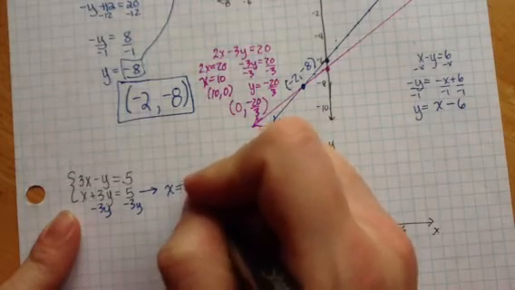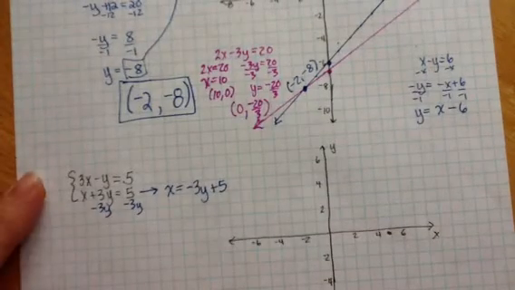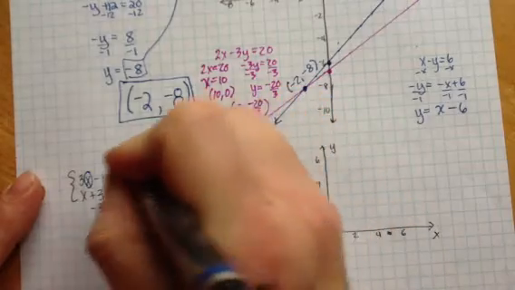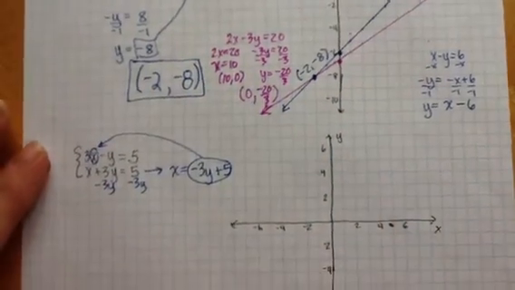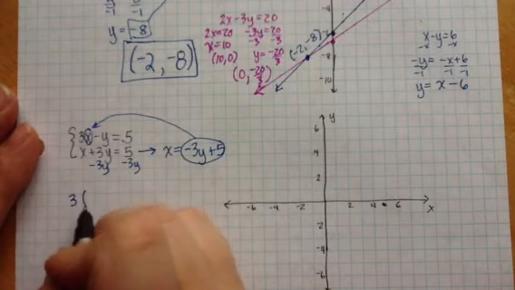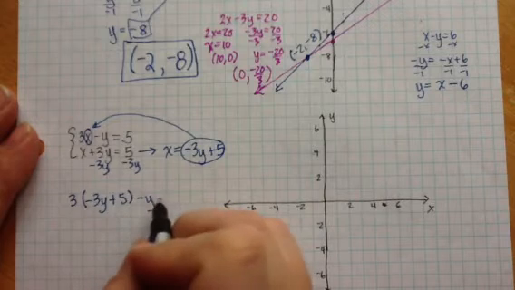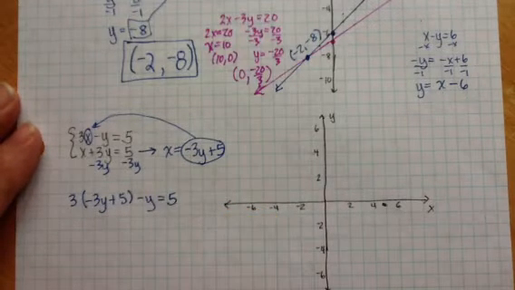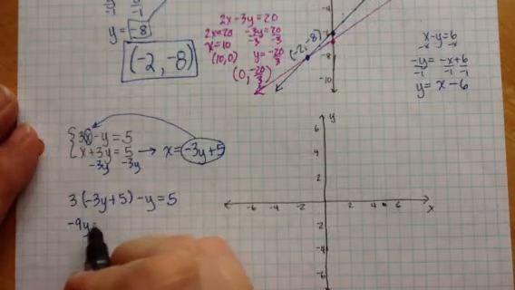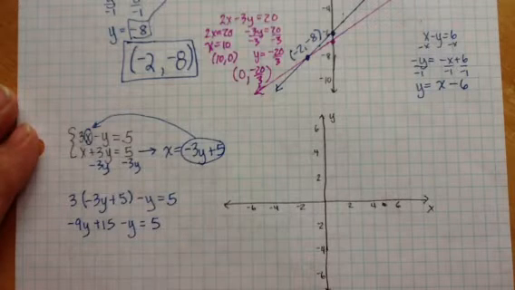X equals -3y plus 5, which I can replace this x for right here, -3y plus 5. So I'll have 3 times -3y plus 5 minus y equals 5. Now again, I'm going to distribute that 3, so -9y plus 15 minus y equals 5.